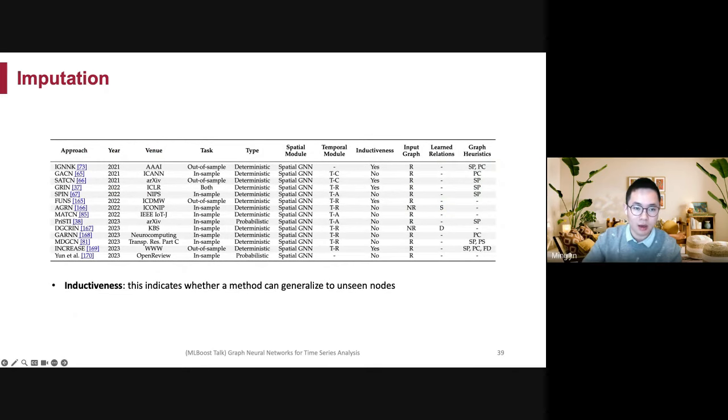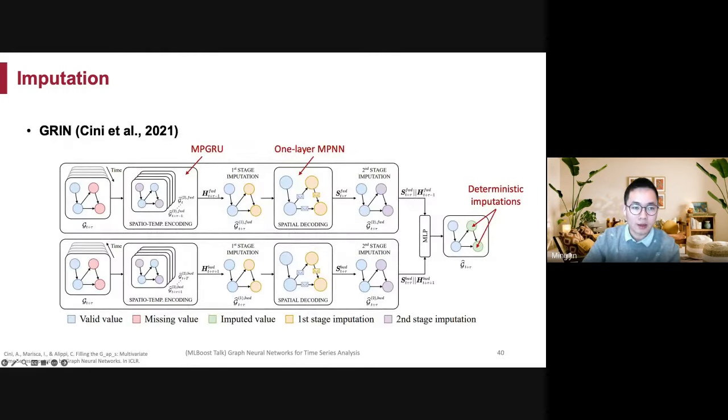Right, so here is a summarization of some very famous recent works, ranging from 2021 to 2023. And let's have a look at this work. It's called the GRIN. Given a time series, blue are the valid values, and the red are the missing values.